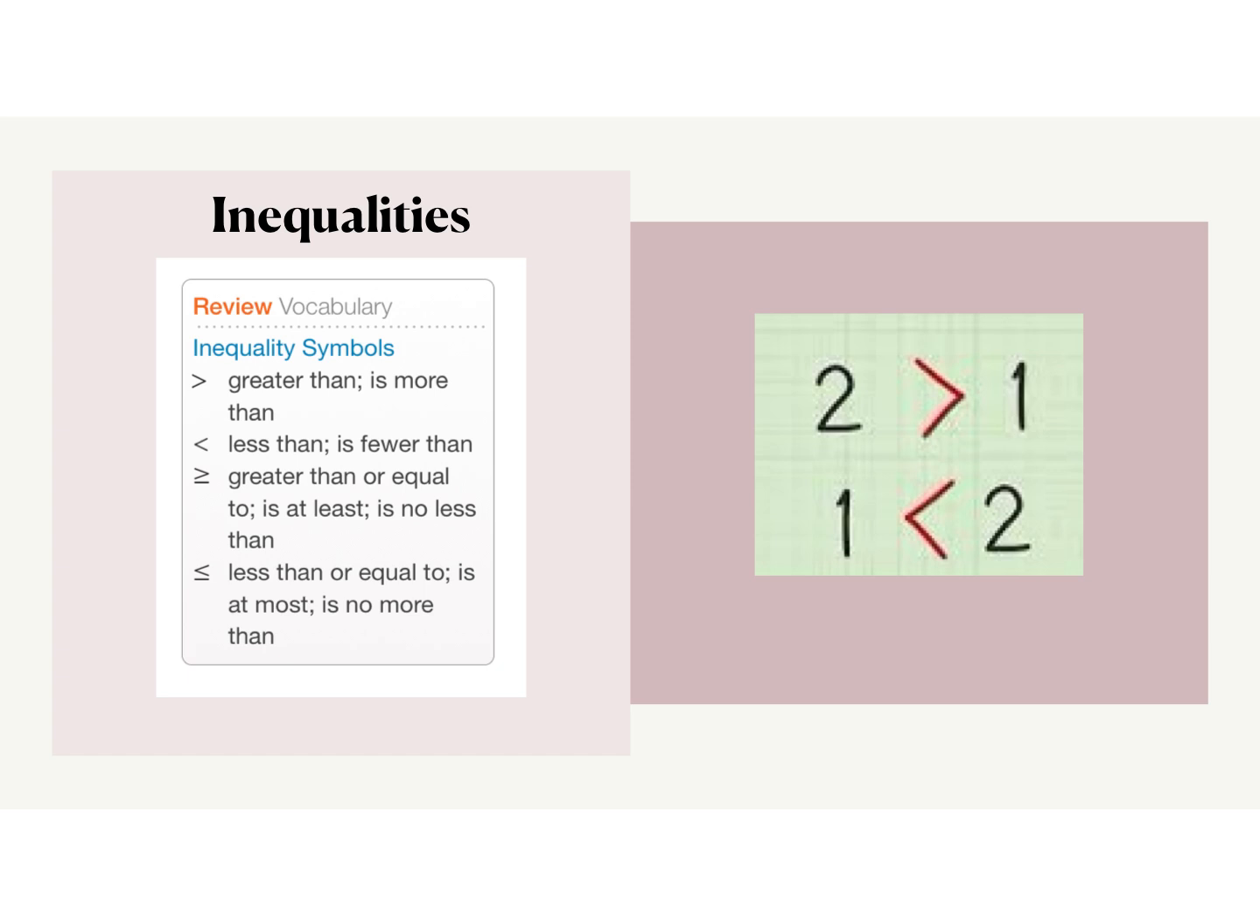Greater than looks like this. Well, let me not put a line underneath it. Greater than looks like this. Less than looks like this. Greater than or equal to. And less than or equal to. They look like that. Now, how do you read them?